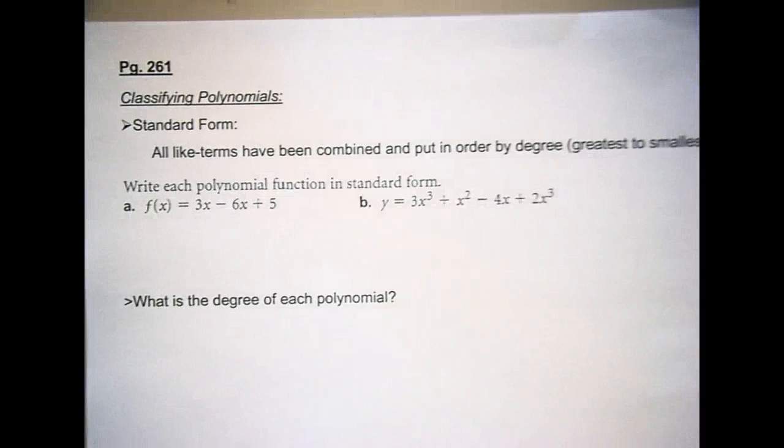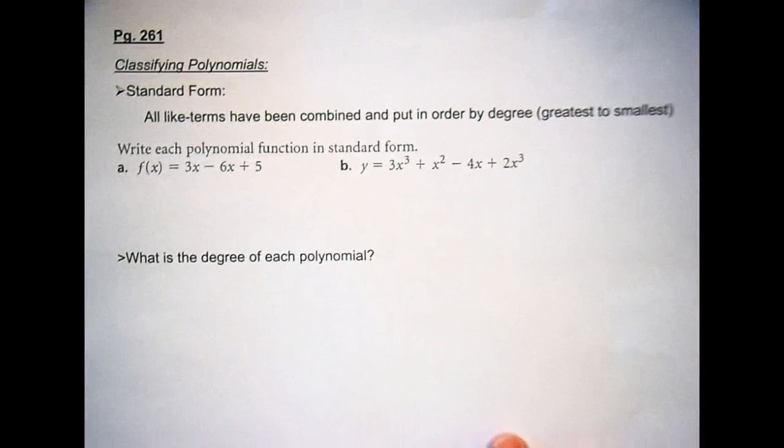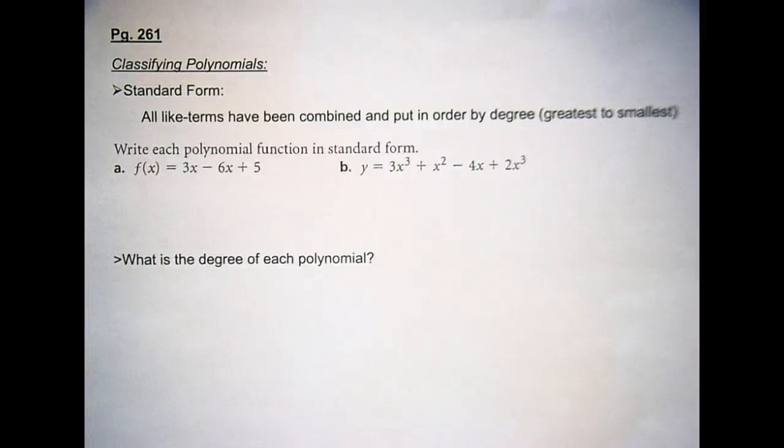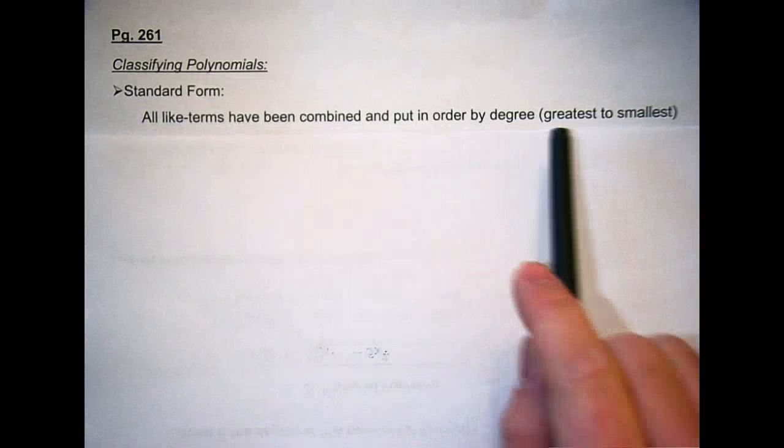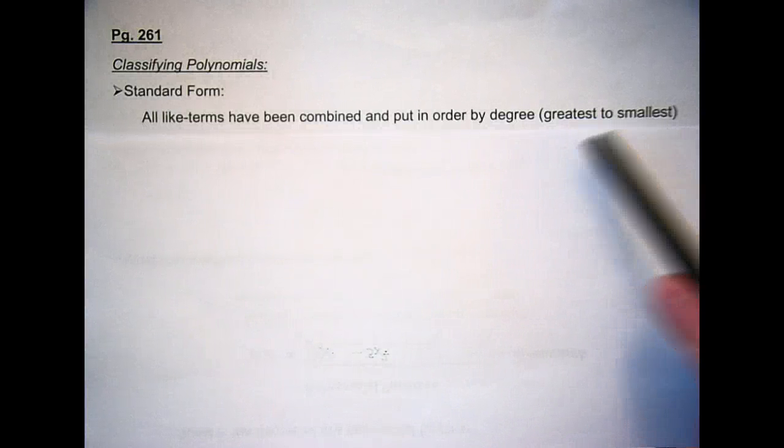So, moving on. Page 261 of your textbook, if you're referencing that. But it's all right here as well. You don't necessarily need a text. Classifying polynomials, standard form. To get to standard form, just like we've done in the past, it means all like terms have been combined and put in order by degree. Okay? So not only combined, but you're putting them in order by degree. That means greatest to smallest.